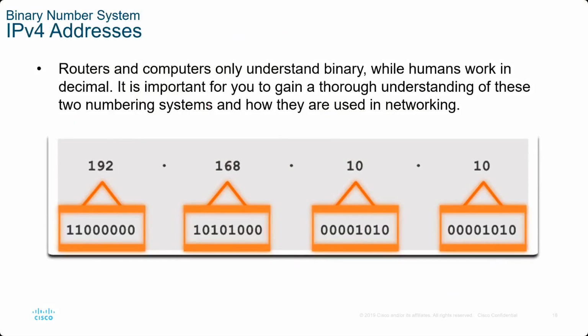Routers and computers understand only binary, but humans work in decimal. So it's important for you to gain a thorough understanding of these two numbering systems and how they're used in networking. Again, I showed you my computer's IPv4 address. It looks like this: 192.168.10.10. Each number that you see is actually a representation of 8 bits. You would have to convert each one into its own 8 bits. So this would be the actual binary address of your computer.